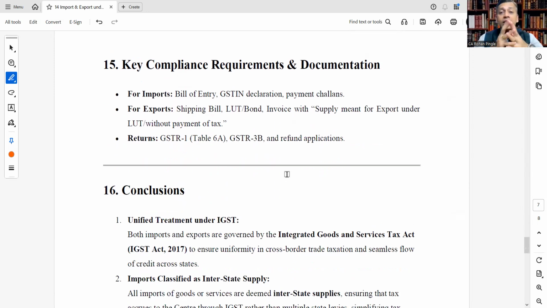Let's see key compliance requirements and documentation. For imports, what is important? Bill of entry, GST declaration, and payment challans. For exports, shipping bill, and LUT or bond is also important. Invoice with supply marked as export under LUT or without payment of tax. And returns, GSTR-1 Table 6A is used for declaring that, and GSTR-3B, and refund applications wherever applicable.